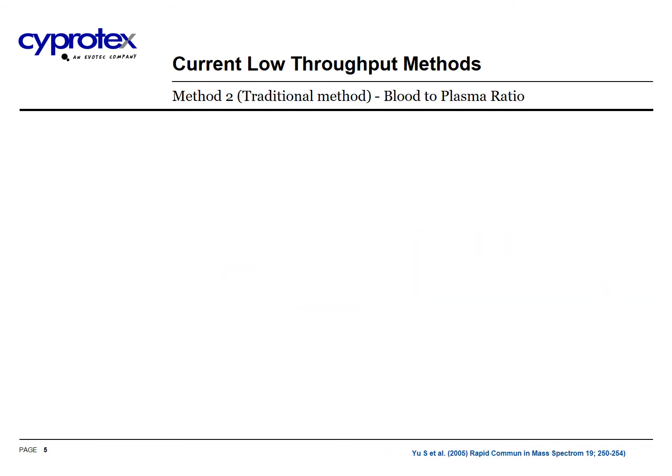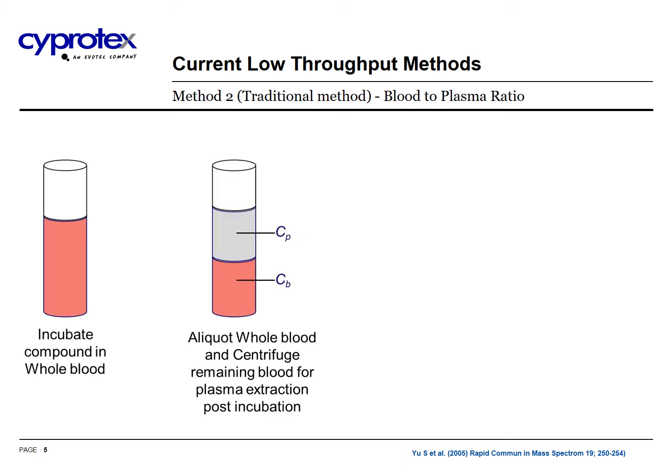This is a traditional method to determine the blood to plasma ratio, where compound is incubated in whole blood at physiological pH and temperature. Post-incubation, an aliquot of whole blood is taken and the rest of the whole blood is centrifuged for plasma extraction. The sample extraction technique is similar to the method described earlier.